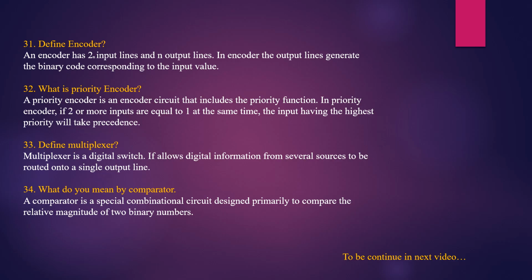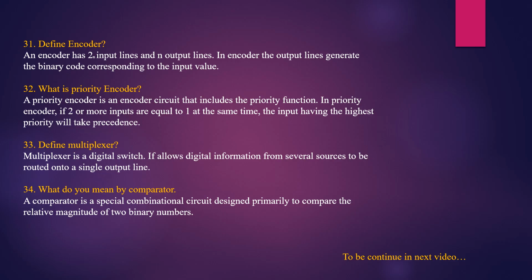32. What is the priority encoder? The priority encoder is an encoder circuit that includes the priority function. In a priority encoder, if two or more inputs are equal to 1 at the same time, the input having the highest priority will take precedence.